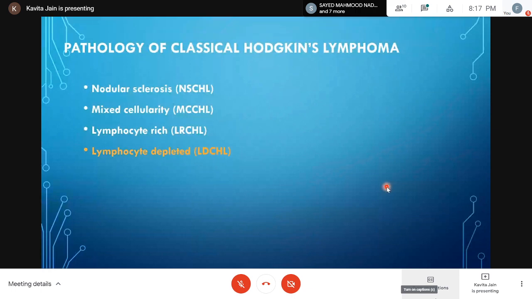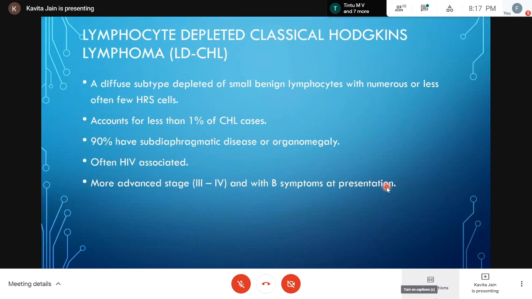Now, lymphocyte depleted. This is a diffuse subtype depleted of small benign lymphocytes, and they have numerous sheets of RS cells, and they account for less than 1% of cases. Most of them present at stage 4 disease, with subdiaphragmatic disease or organomegaly, often HIV associated, and they have B symptoms at presentation. Most of the studies say that mostly they are NHLs only, non-Hodgkin's lymphoma.